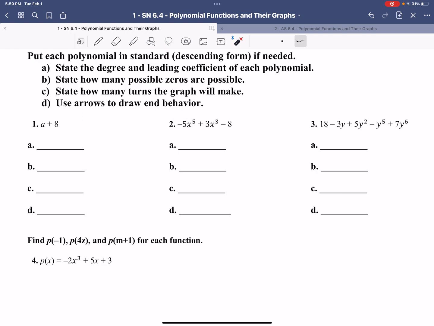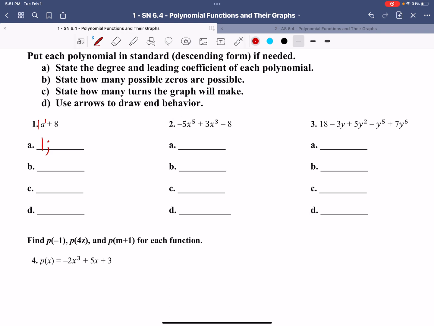Okay, so this one is a binomial. I have an a to the first and then an 8, so that is in standard form. I've got a 1 in front of it, and there's a 1 exponent. So state the degree. So the degree is 1.